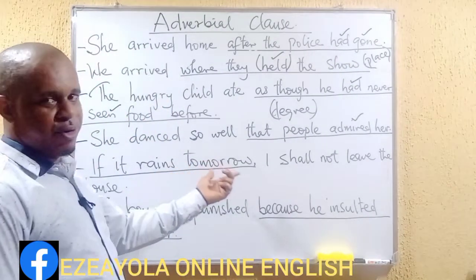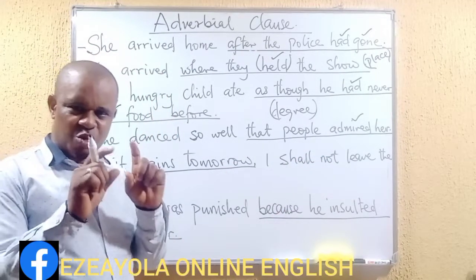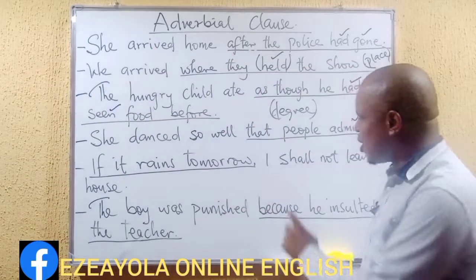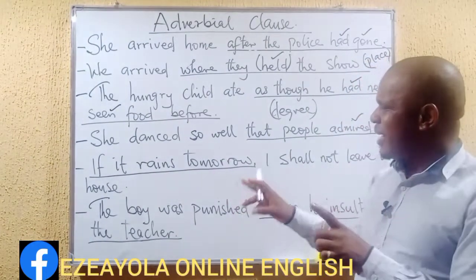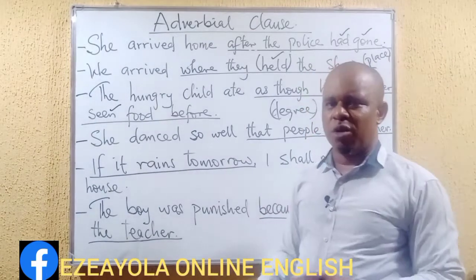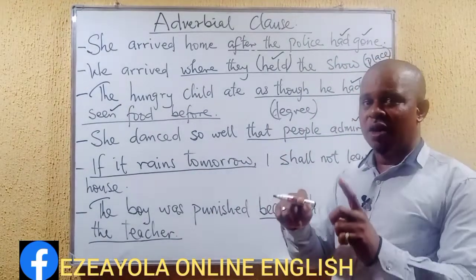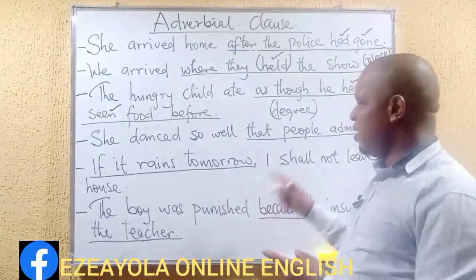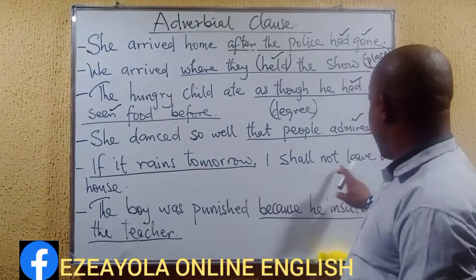If it rains tomorrow, I shall not leave the house. Now listen to this. If it rains tomorrow, I shall not leave the house. What are we seeing here? Somebody is talking about a reason for not leaving the house tomorrow, and it is a kind of condition. He is giving a condition for not leaving the house tomorrow. And what's the condition? If it rains tomorrow. The condition that will make him not leave the house.